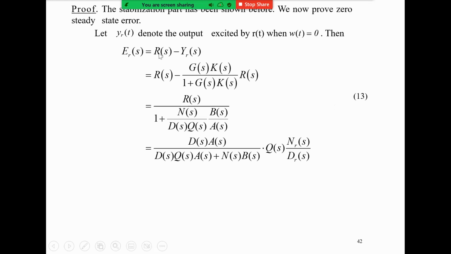Then we analyze the expression of the error signal. The error signal will be R, the reference input, minus the real output, which denotes the response excited by R. We know this is the transfer function between R and Y. So we just plug it in. Then this will be R minus this transfer function times R. We reorganize everything, plug in the expression of G and also the controller. This will be the final expression of this error signal.